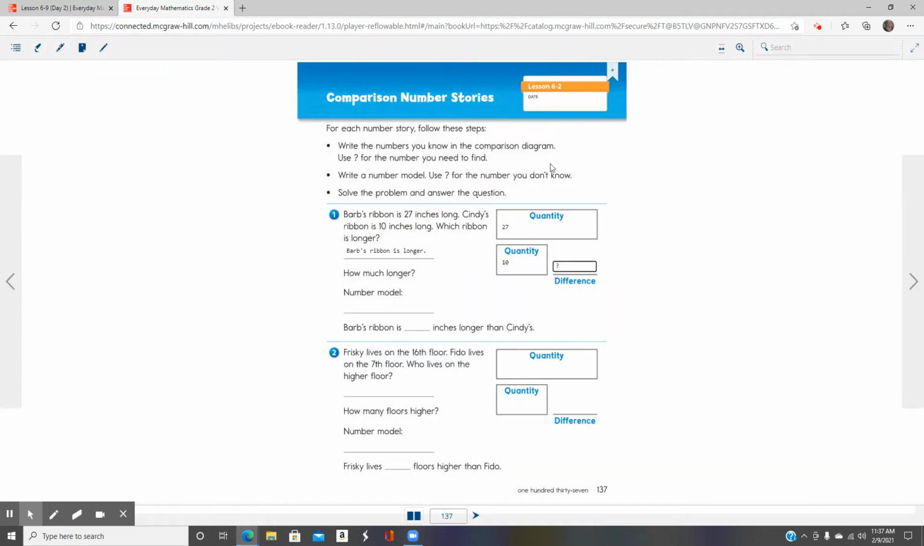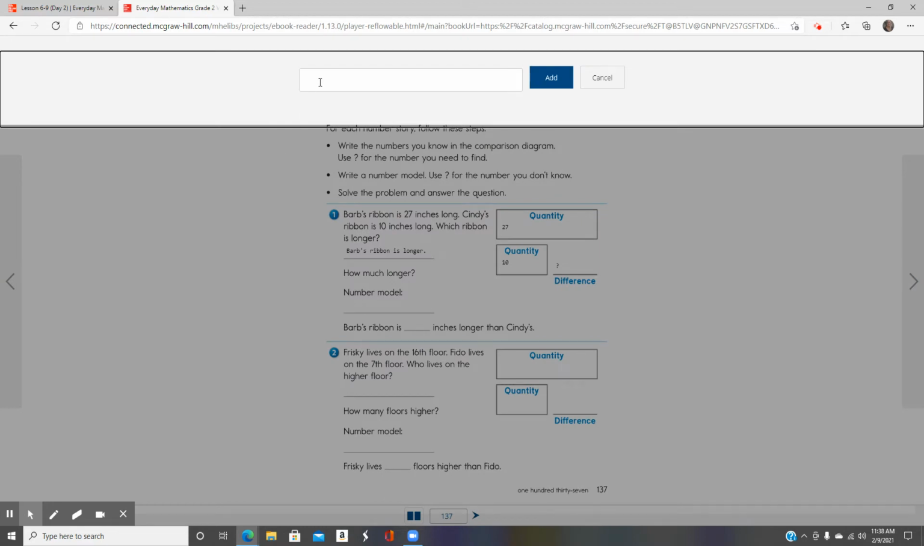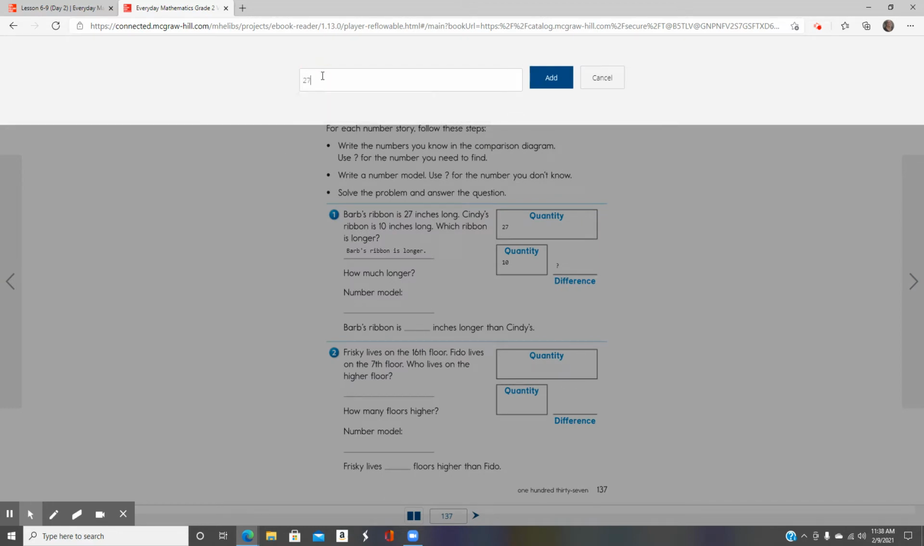Okay, now let's do the number model. And just a reminder, in subtraction, you do put the larger number first. I know that I say that a lot, but I'm going to keep saying it because it's so important. So 27 goes first. I'm putting minus because we're finding the difference between Barb's ribbon and Cindy's ribbon. What am I going to minus? 10. That's the other quantity. Then I'm going to put an equal sign. Oops. I always push the shift key when I shouldn't.